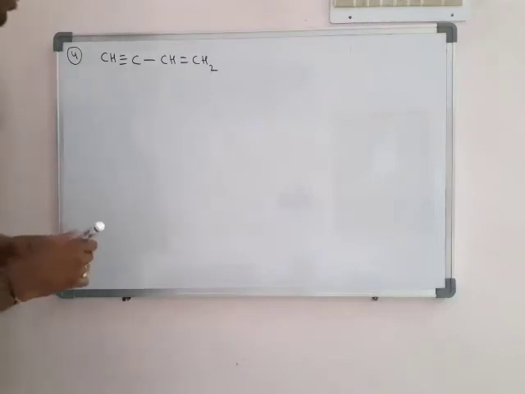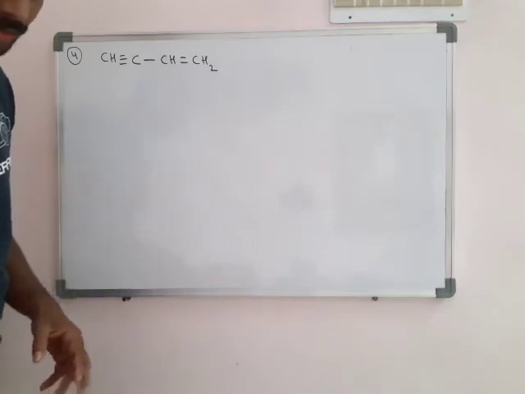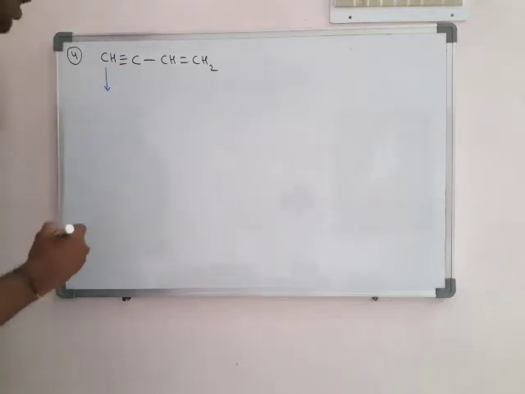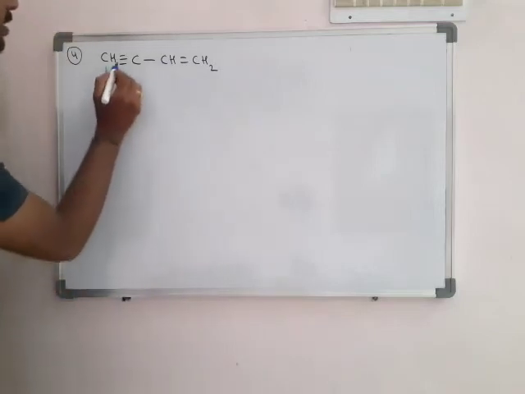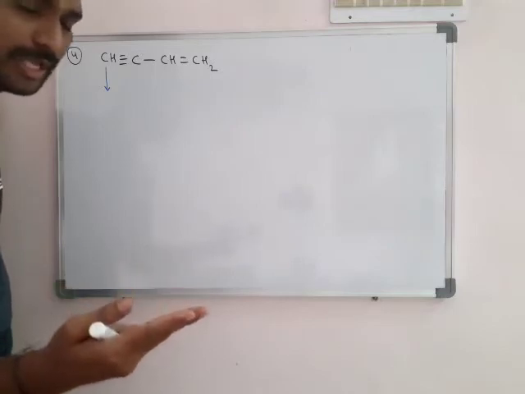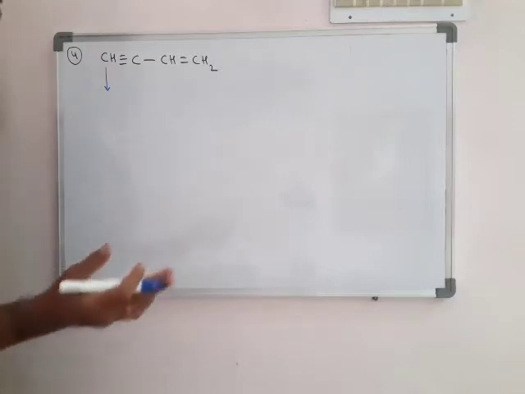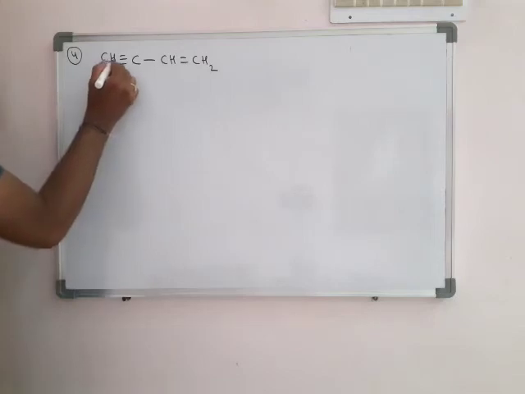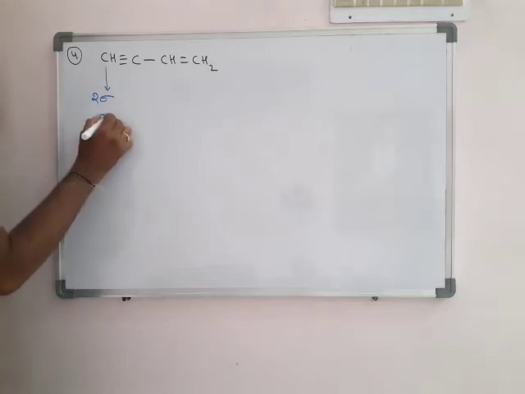Now determine the hybridization in this molecule. We write directly the number of sigma bonds. What is the number of sigma bonds on this carbon? One hydrogen and one sigma bond. Next, this carbon has only one sigma bond. If you want to expand the structure, you can. One hydrogen and one sigma bond, total 2 sigma bonds, so that is sp.